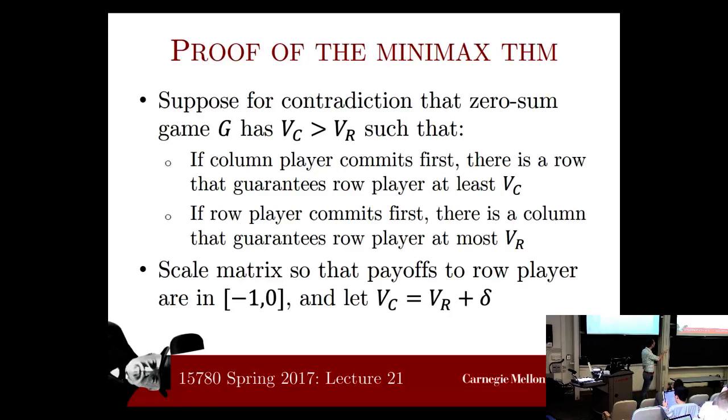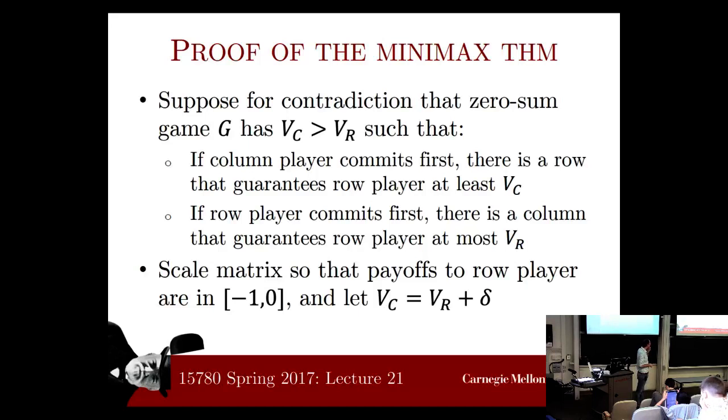So it's pretty obvious that VC is at least VR. What the min-max theorem says is that VC equals VR, and our contradiction assumption is that VC is strictly greater than VR. We don't need to worry about the inequality in the opposite direction, that's pretty obvious. What we are worrying about is the inequality in this direction, where VC is strictly greater than VR. To make sure we're on the same page, VC is what the column player can guarantee by committing first, and VR is what the row player can guarantee by committing first.